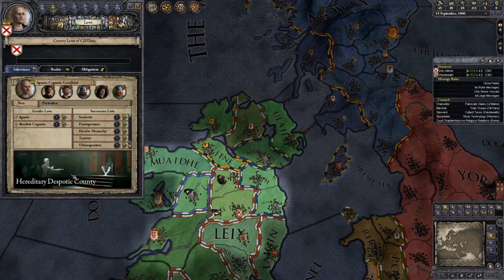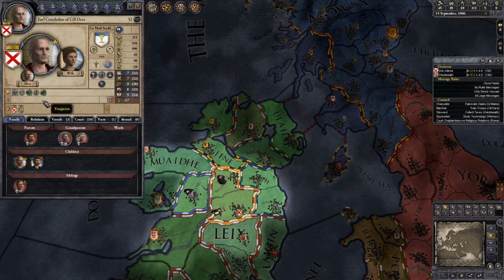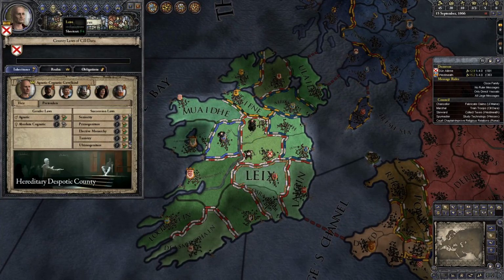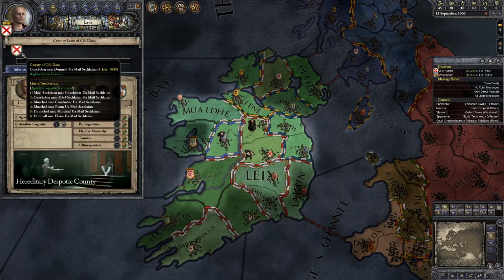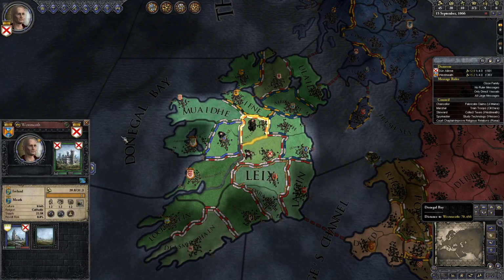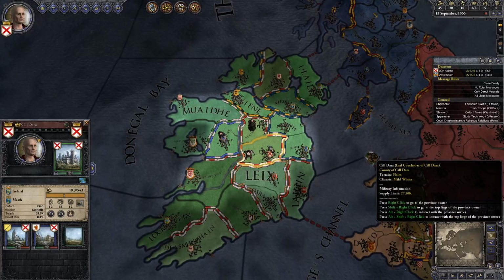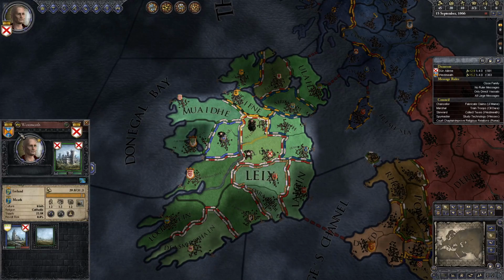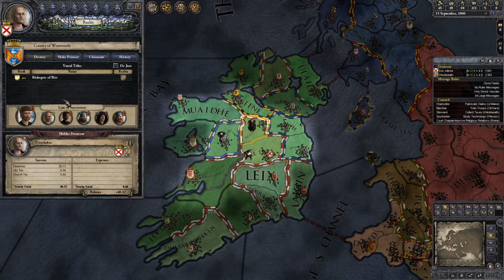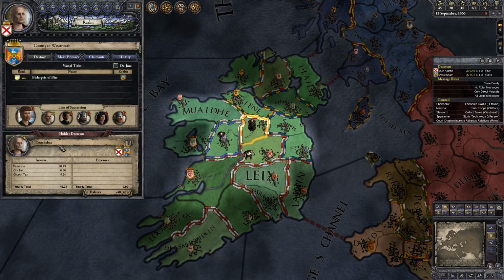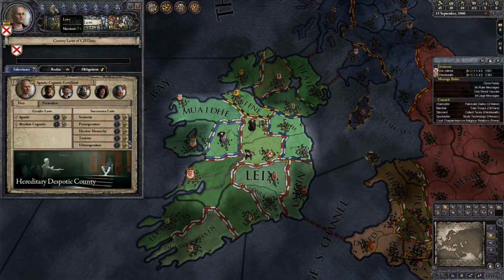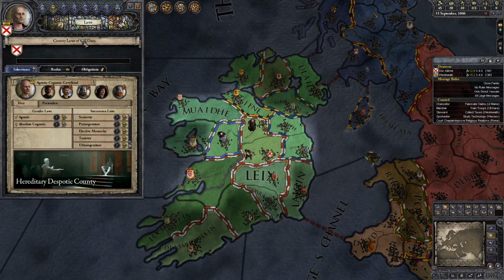Now, here is our biggest issue. We have two counties. And if we check the laws... Oh, interesting. Why will you not let me check the laws for the other one? I was looking at the wrong side, sorry. I could change it, make it my primary title. But this is what matters right now. How do I edit the laws for a different county?